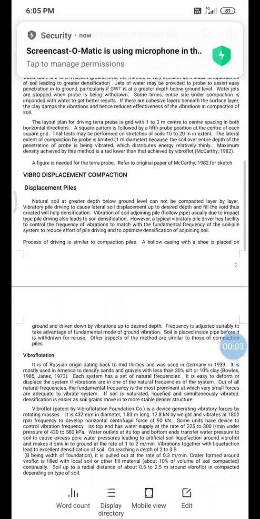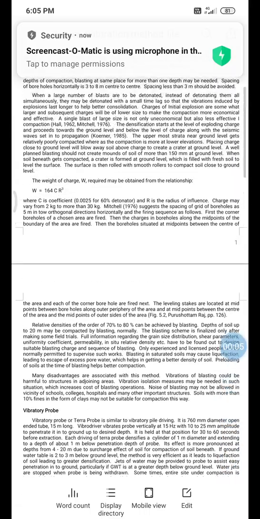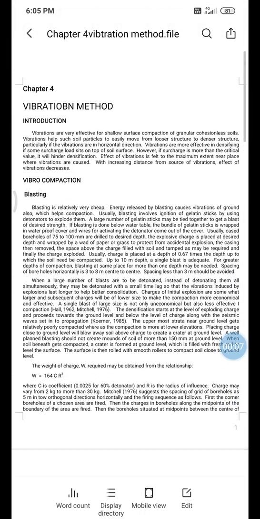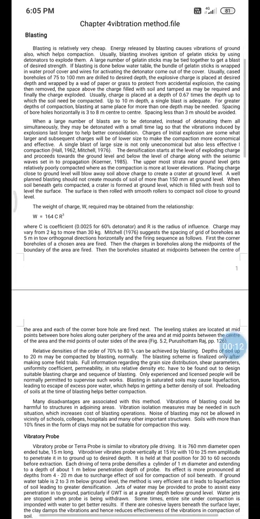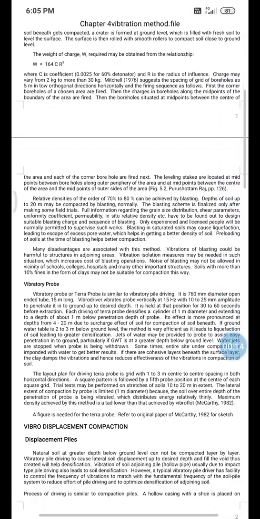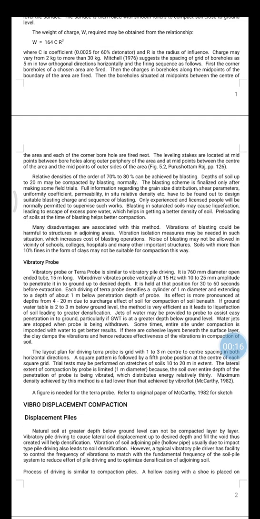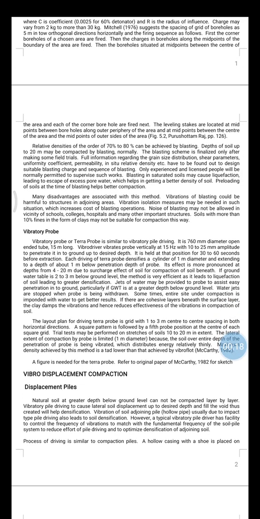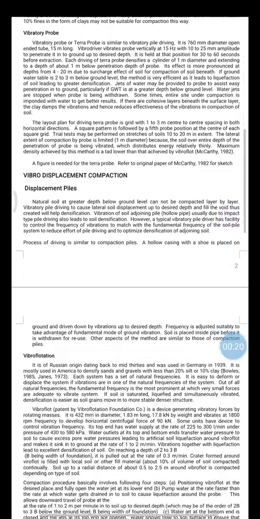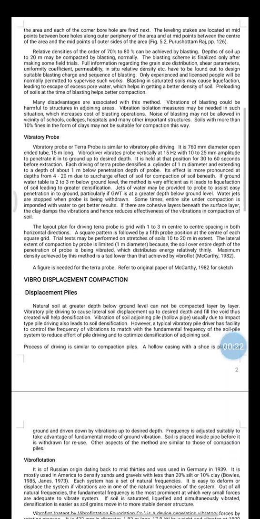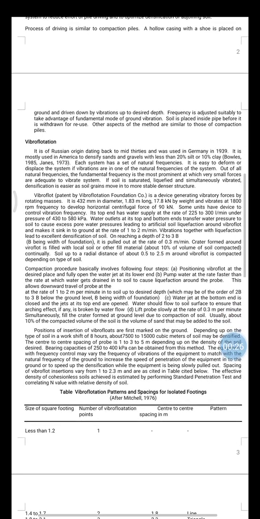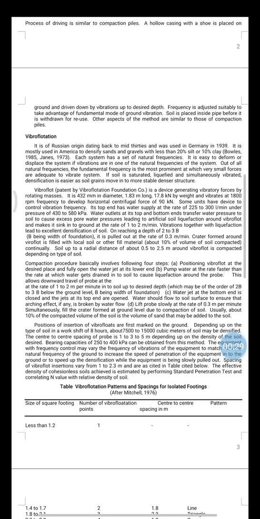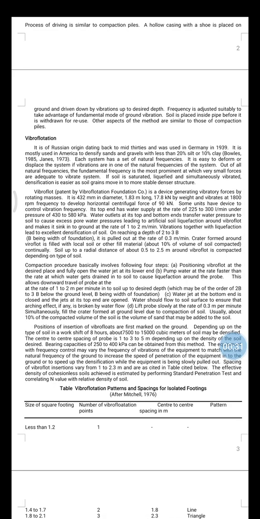Good morning, students. We have already discussed vibration methods. In that, vibro compaction was discussed, that is blasting as well as vibroflow. The next method is vibro displacement compaction. In this, there are two very important methods. One is displacement piles. Another is also called vibroflotation. So first, today we discuss vibroflotation.